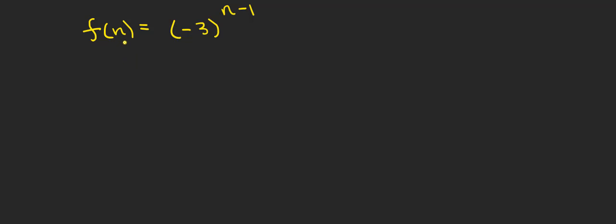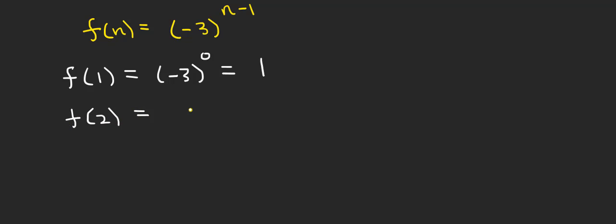What if you have f of n equals quantity negative 3 to the n minus 1? What will be the first term? So we've got to find f of 1. Instead of n, you plug in 1, and you're going to get quantity negative 3 to the 0, which is going to be 1. What about f of 2, the second term? It's going to be quantity negative 3 to the 2 minus 1, which is 1. So you end up getting negative 3.